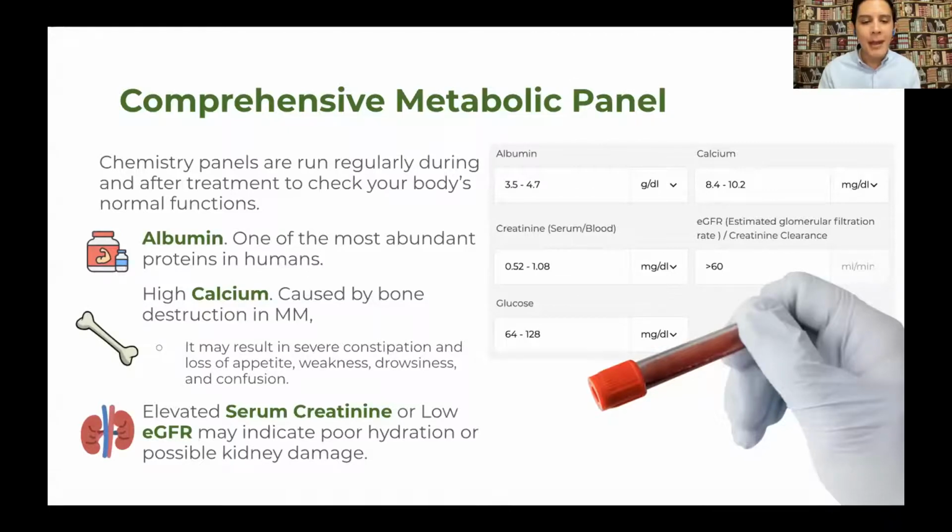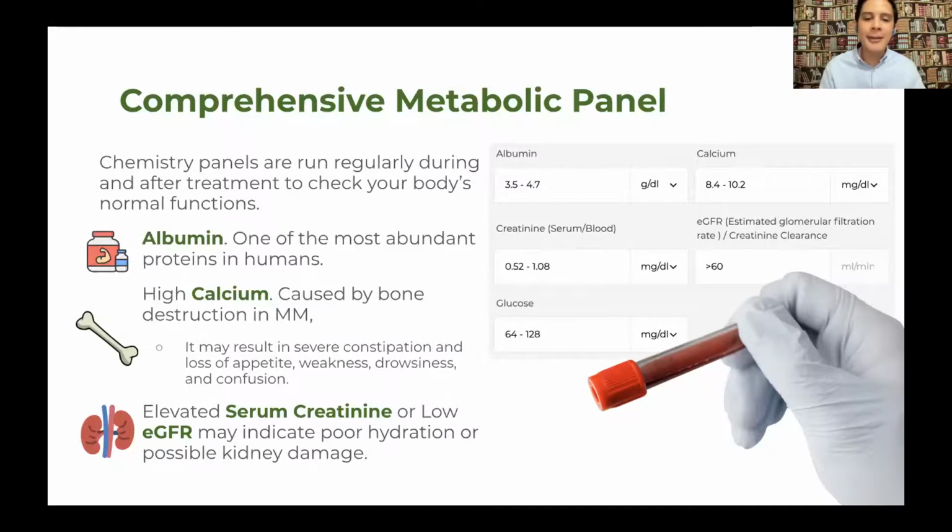Okay, and lastly, we have the chemistry panels. These tests are taken regularly to check your body's functions. There are many of them, but we'll focus on the ones that are affected by myeloma. When the monoclonal proteins start to crowd out the other proteins, one of the first to show signs is the albumin. Why? Because it is one of the most abundant proteins in humans.